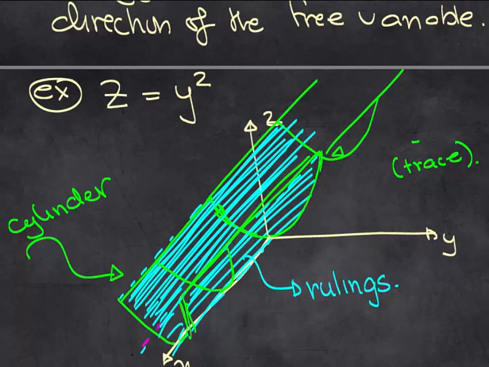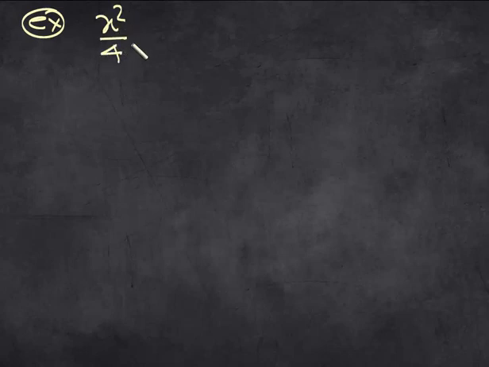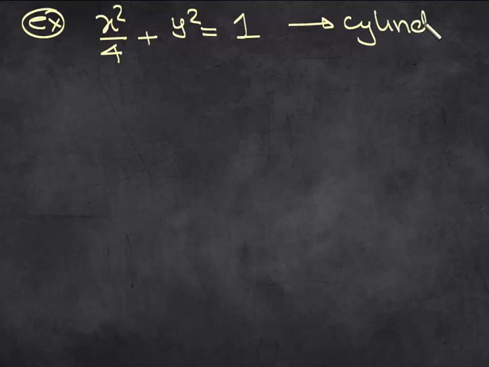So for example, let me do two examples really quick. This is something you should recognize. If I give you x squared over 4 plus y squared is equal to 1, what does that look like? It's an ellipse, right? But I'm missing a variable. We're in 3D, so if I'm missing a variable, this is going to generate something called a cylinder.